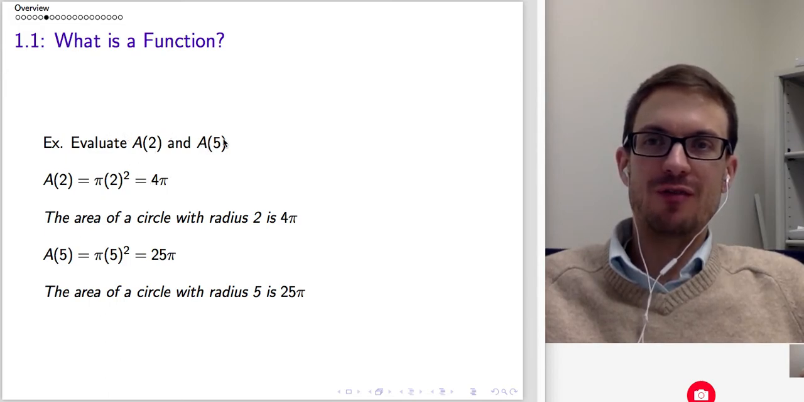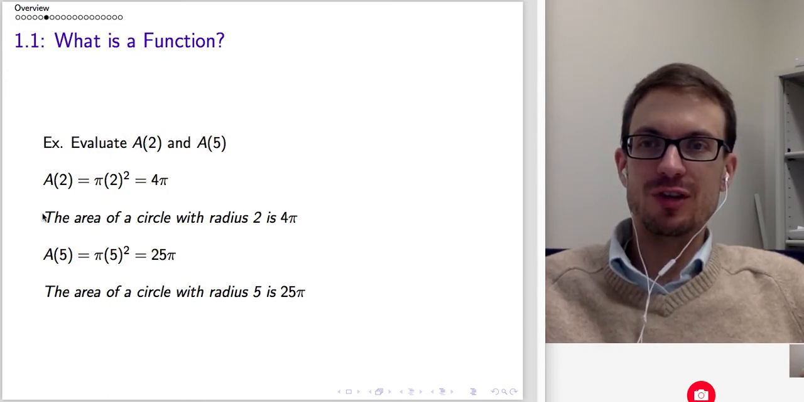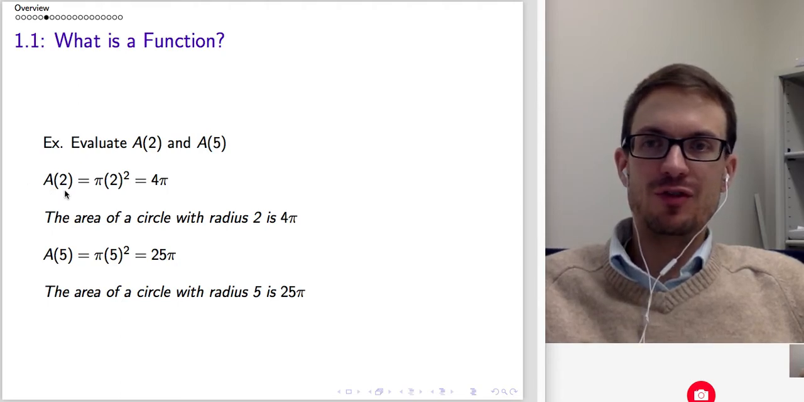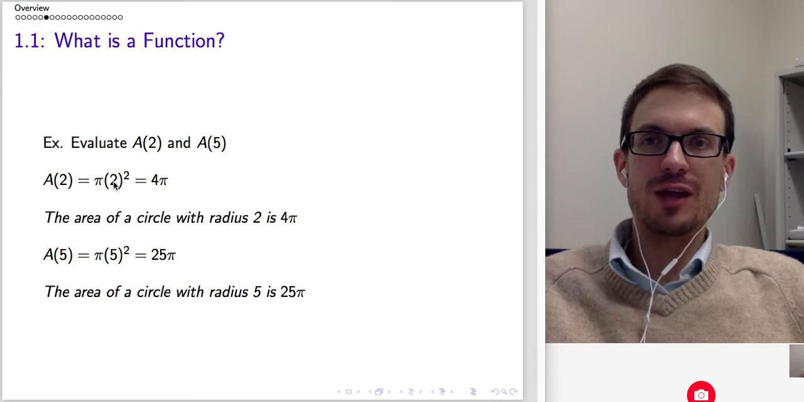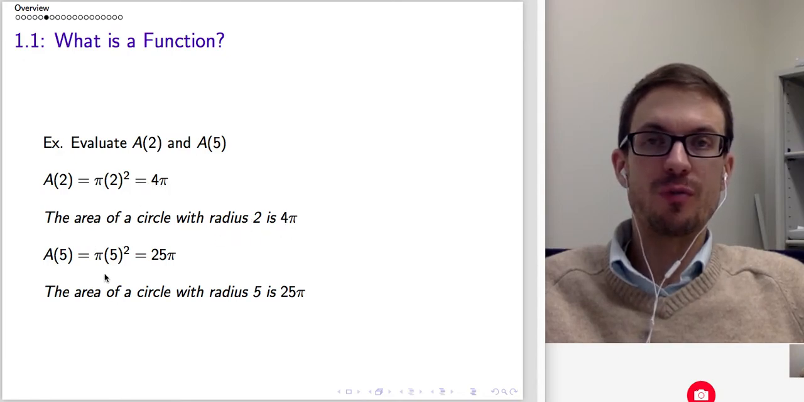Just like I was saying verbally a second ago, let's do this now visually. So, okay, if we take a radius of 2, we'll plug in 2 for our radius. So pi r squared. 2 squared is 4, so we have 4 pi. The area of a circle with radius 2 is 4 pi.